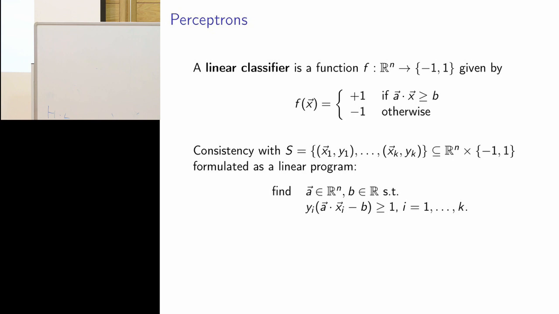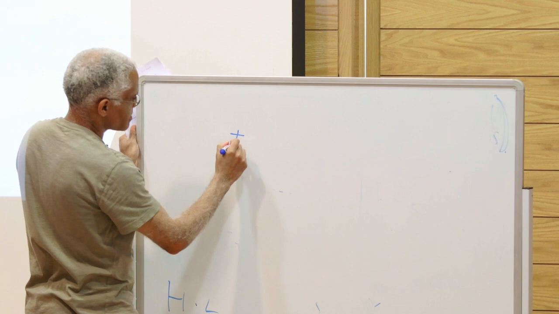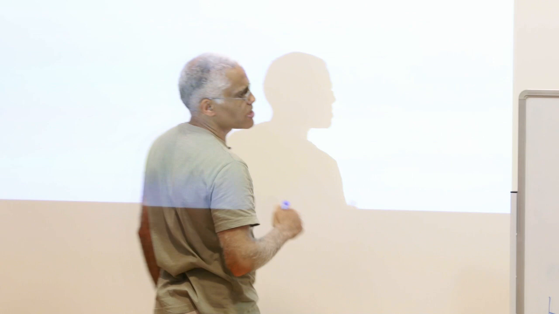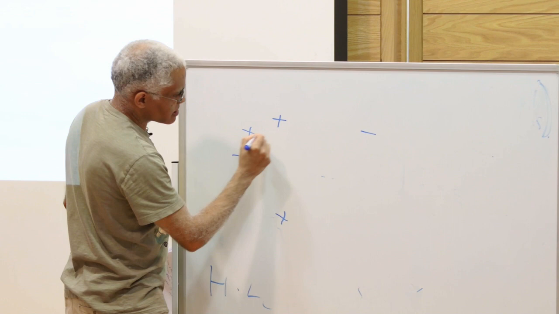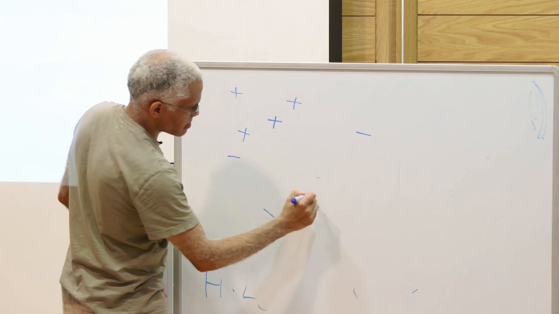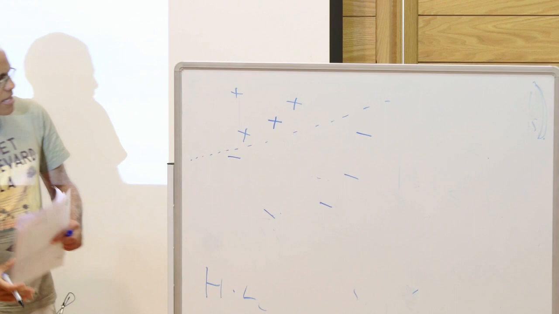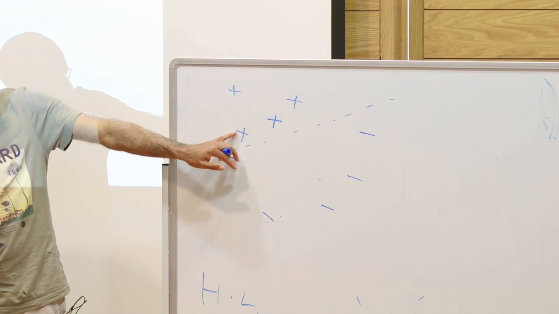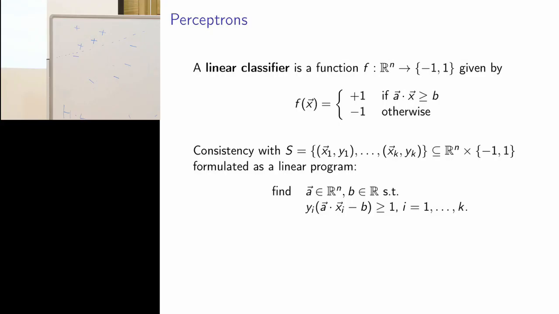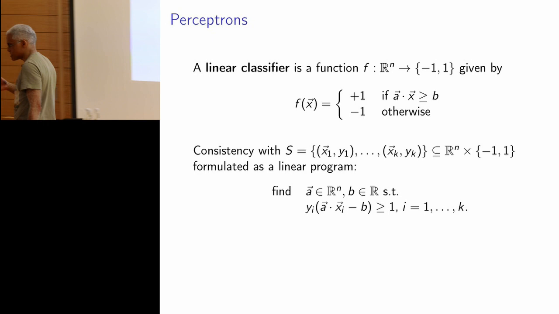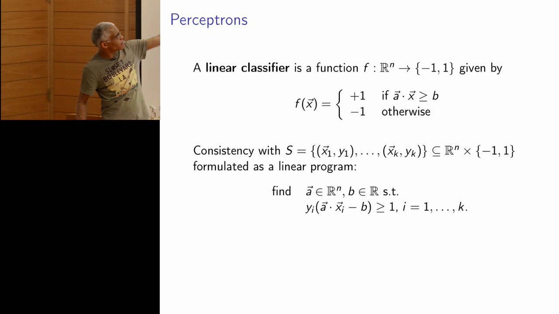So I'm giving you a bunch of points in the plane. This set here is a bunch of vectors labeled with plus or minus one. And now let's say we're in the plane, and I want to know, is this consistent with some linear classifier? Is there a linear classifier that is actually consistent with this? Well, in this case, there is. If I take this line that separates them, then the linear classifier that assigns plus 1 to everything on this side of the hyperplane and minus 1 to the other side is consistent with that. And you can formulate deciding the existence of such a classifier as a linear program.